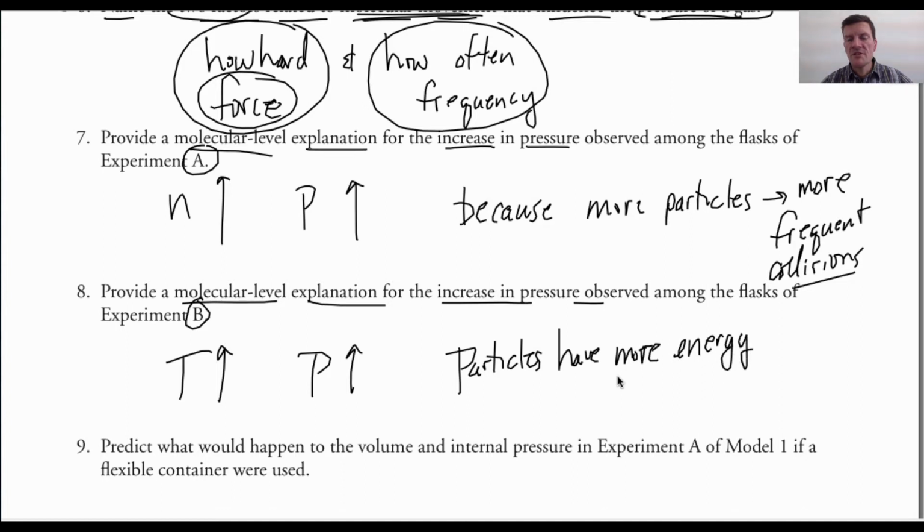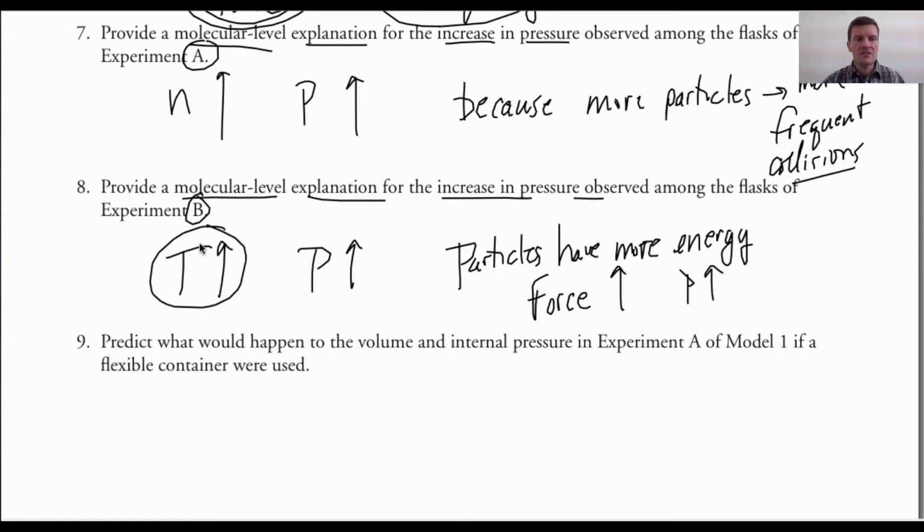If they have more energy, the force with which they are hitting the wall is going to go up, and pressure therefore is going to go up as well. Okay? So if you add more heat, you're giving the particles greater kinetic energy, and they're going to slam against the inside of the container with greater force, therefore increasing the internal pressure.